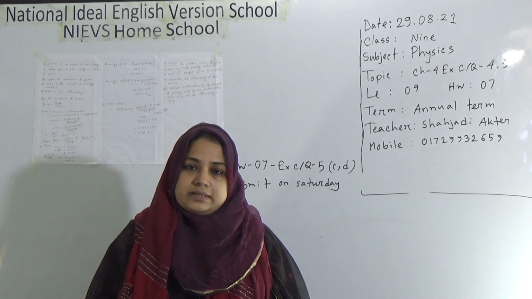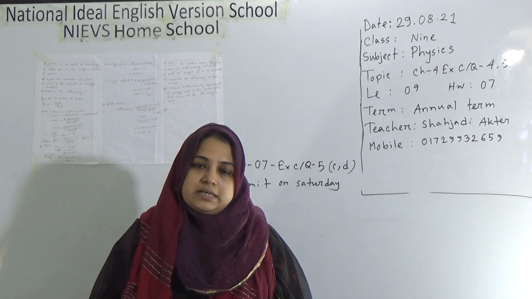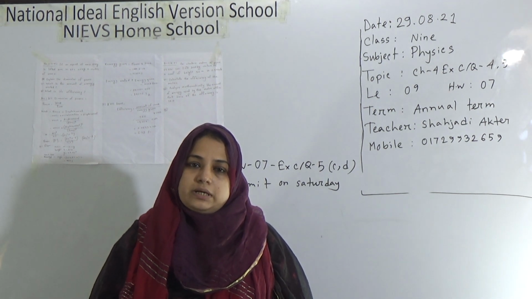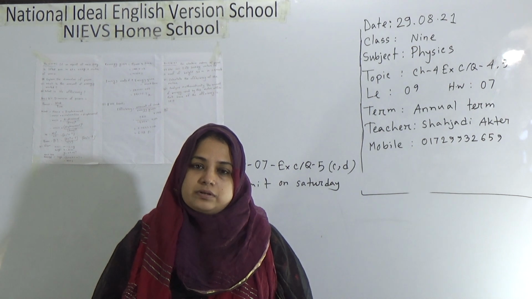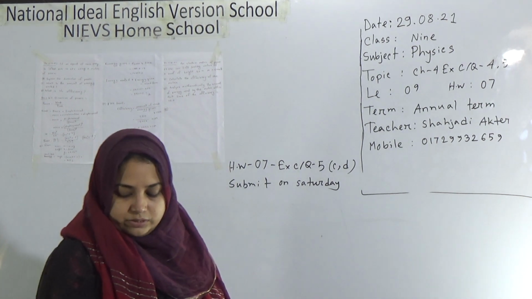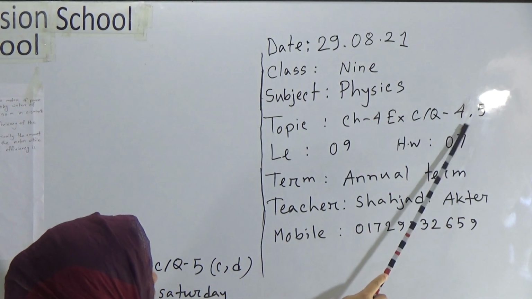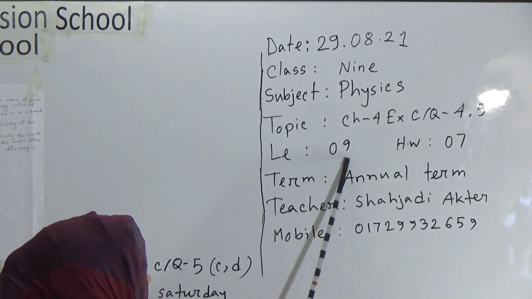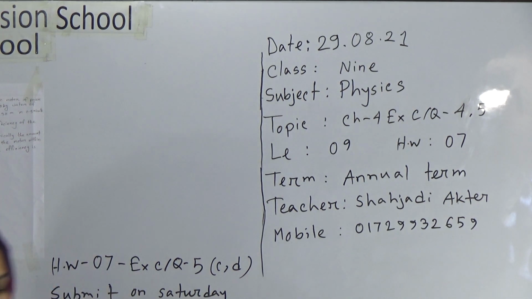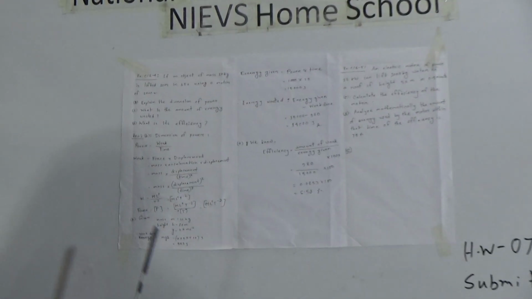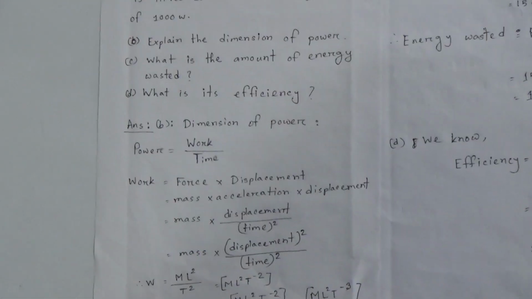Welcome to EBS Home School. This is Shahjadi Akter, Assistant Teacher of Science of National Ideal English Version School, Day Shift. Today I am going to take a physics class for class 9 students. My dear students, our today's topic is Chapter 4, Exercise C, Q4 and 5. Today's lecture number 9 and SW number 4. Now, we will start our class. Today we will solve Exercise C, Q4 and 5.